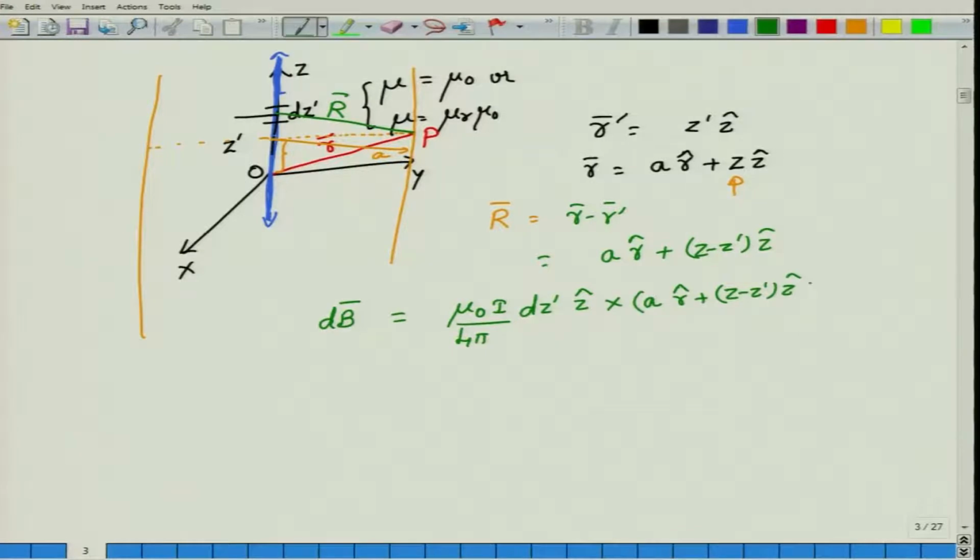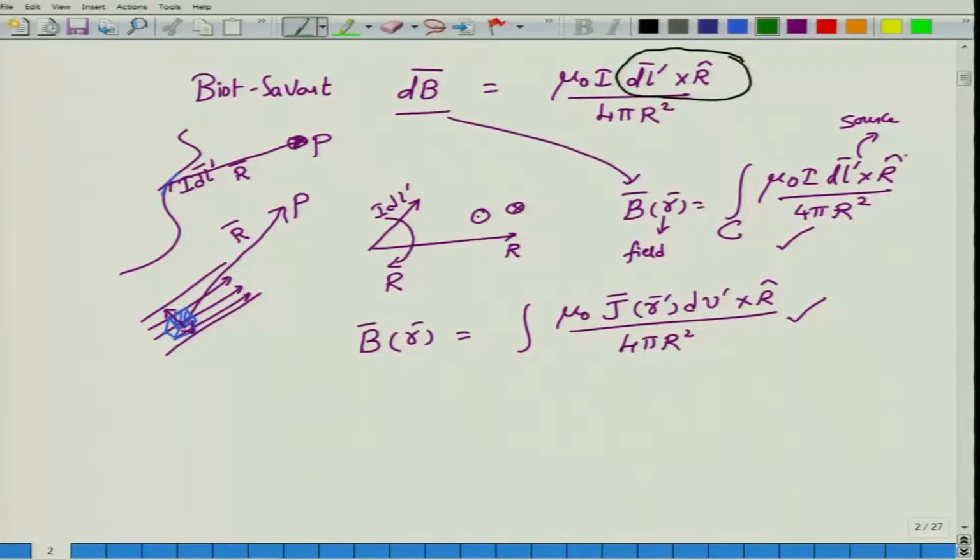So, this vector is your capital R vector, divided by R square, the magnitude of this particular R, and that is given by (a square plus (z minus z prime) whole square) to the power 3 by 2. Why have I put the power of 3 by 2? Because if I take this R square and then I want only the unit vector along R, so if you go back to this one, this is the unit vector that I am trying to find out.